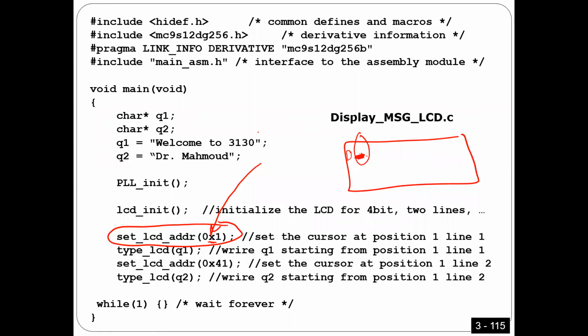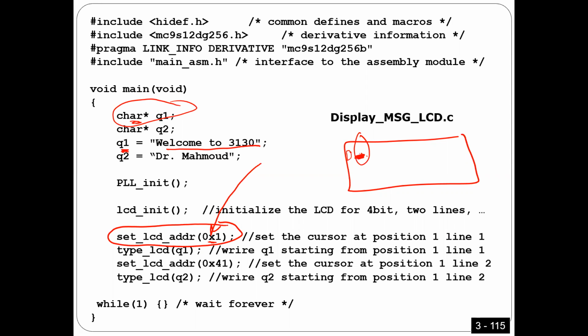Now I want to display this message: Welcome to ECE 3130. How can I do that, guys? This is the way you can do it in C. I'm going to create an array as you see here. I'm going to say Q1 equal welcome to ECE 3130. And remember, here I'm going to create an array of characters.